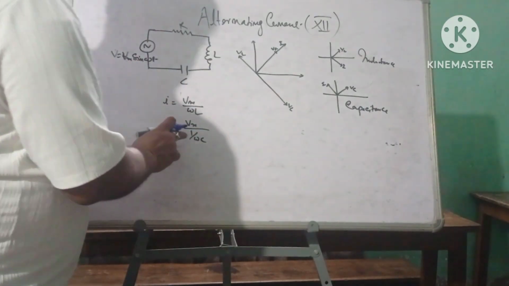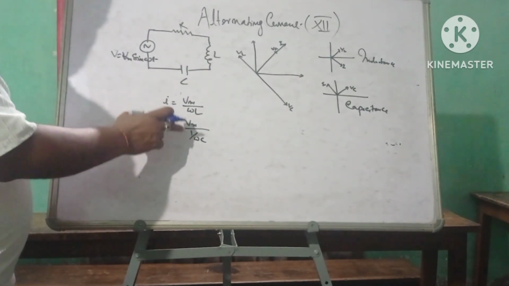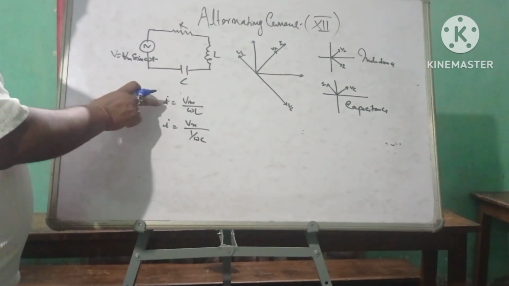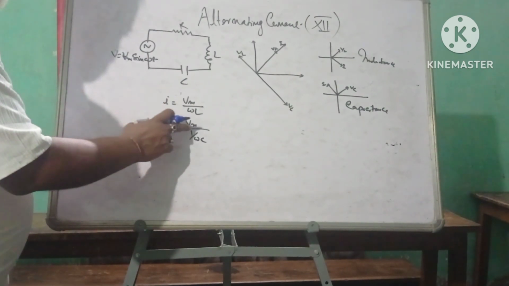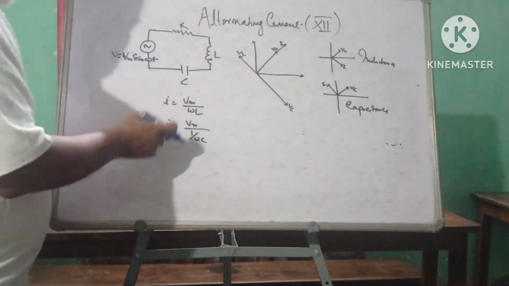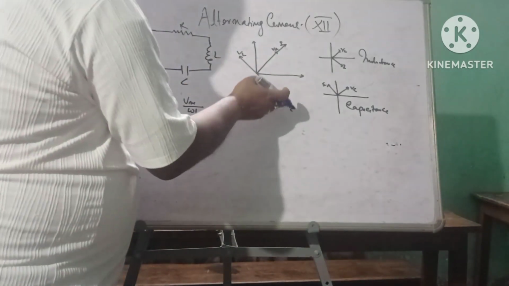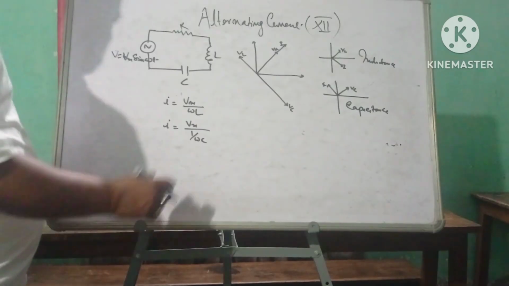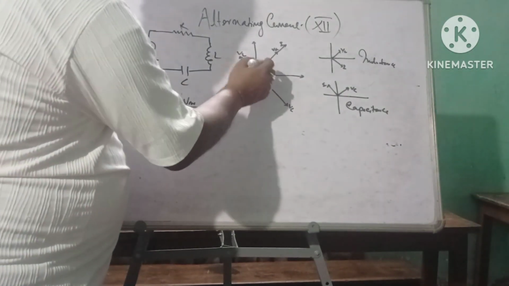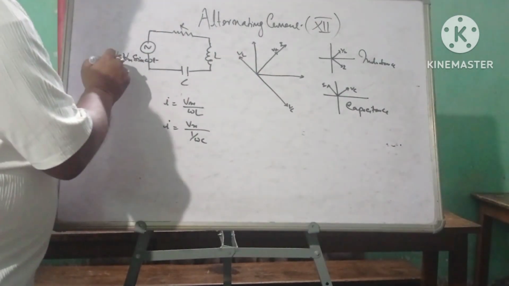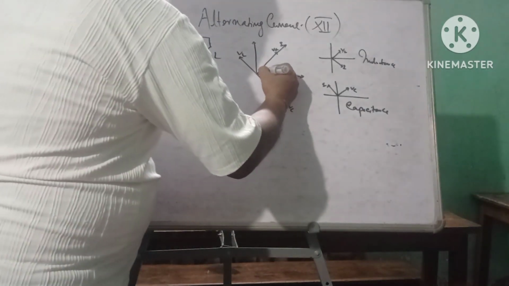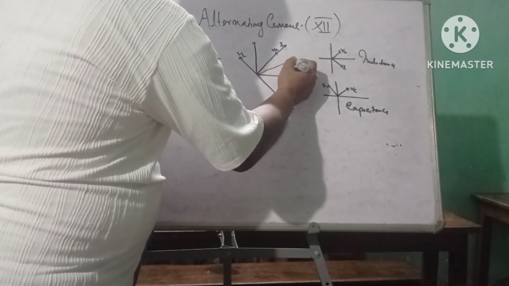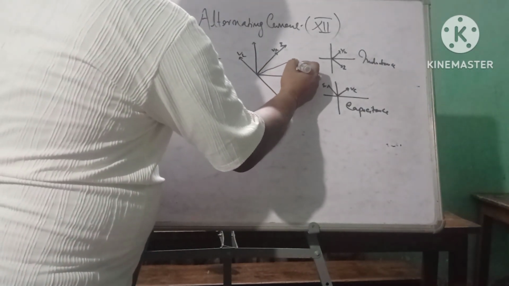Here you see the current in the capacitance is more than the current in the inductance. Mathematically you get it. So current is more, so your potential in the capacitance will be more than that in the inductance. Now the resultant of this is V. This is V, this is V.